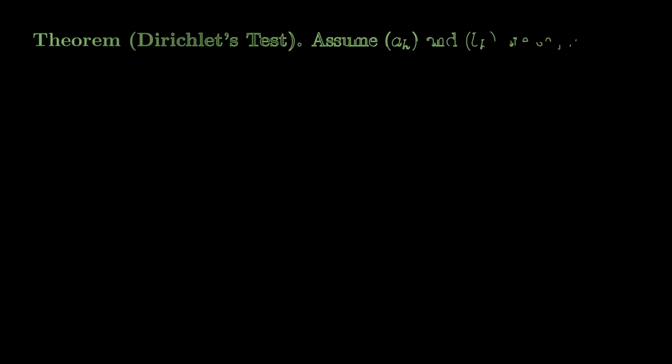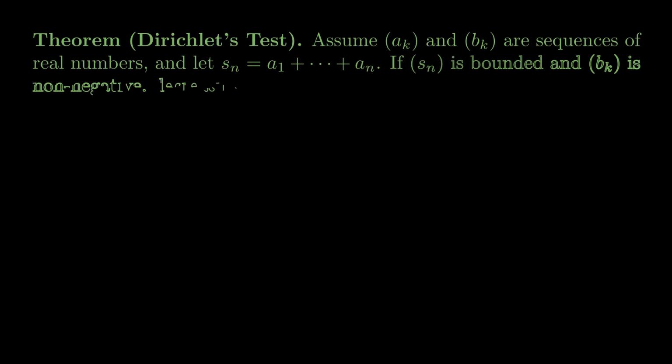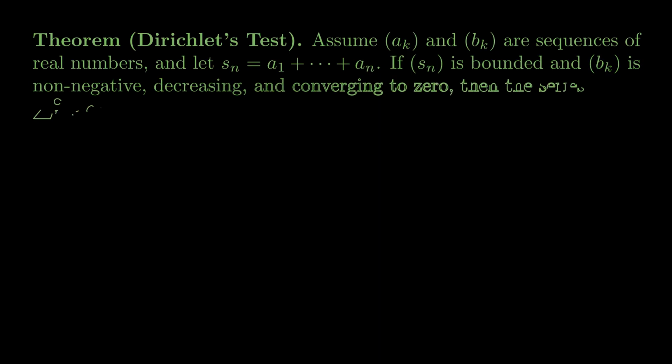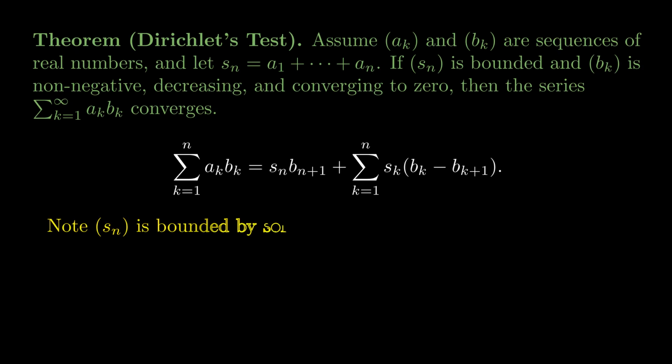So again, assume ak and bk are sequences of real numbers, and let s sub n represent the sum a1 up through an. If the sequence Sn is bounded, but not necessarily convergent, and the sequence bk is non-negative, weakly decreasing, and converging to 0, then we get the same conclusion, that the series ak bk converges. The proof of this test would be basically identical to the proof of Abel's test, with the one modification of how we'll deal with the Sn Bn plus 1 term. Instead of saying that it converges because the sequence Sn converges, we'll now instead say it converges because the sequence Sn is bounded by, say, some real number m, and then the sequence Bn plus 1 converges to 0.